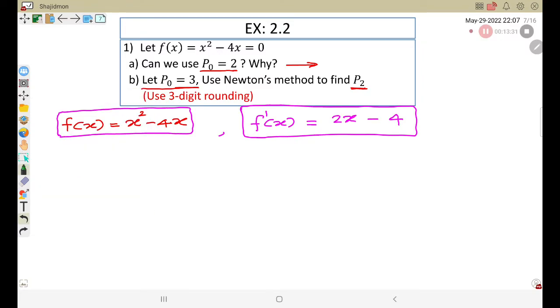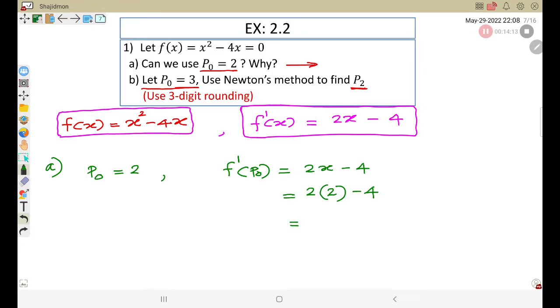Now we will go to the a part of the question. What is the a part of the question? Can we use P0 equal to 2? Can we use this number as the initial number? Is P0 equal to 2 possible or not? For that, what we need to check is this P0 number, just substitute it in the derivative f dash of x. That means just calculate the value of f dash at the P0 number, correct? F dash of P0. What is f dash? What is the first derivative? 2x minus 4, correct? Now instead of x, just substitute the P0 number, that is 2. So we can write 2 multiply x, meaning the P0 number, that is 2, minus 4.